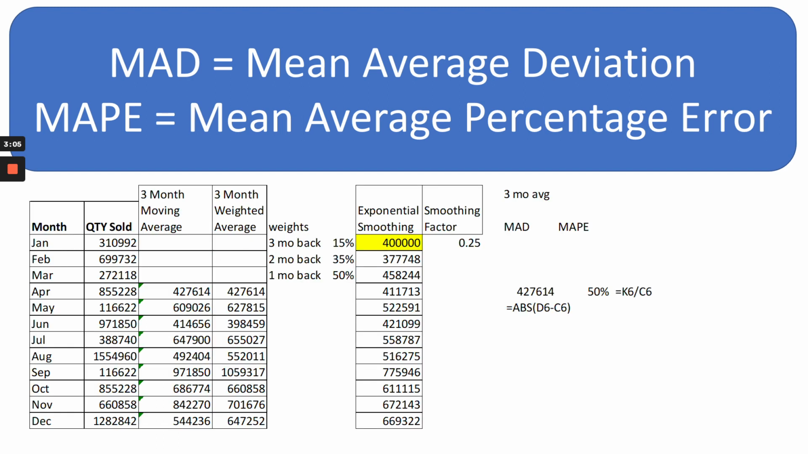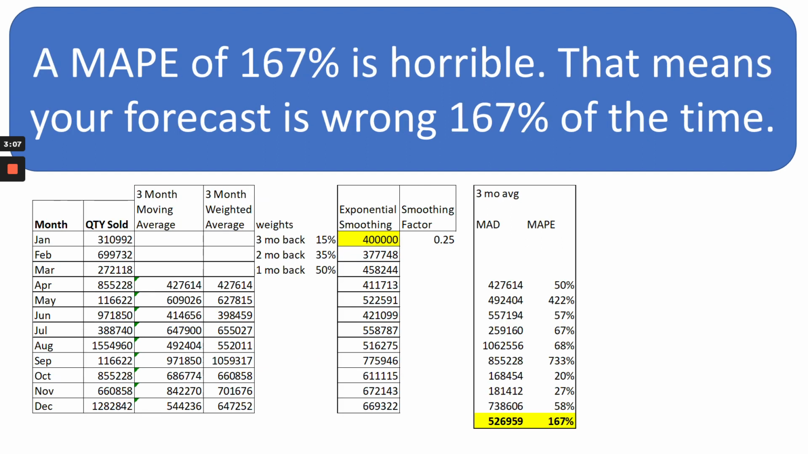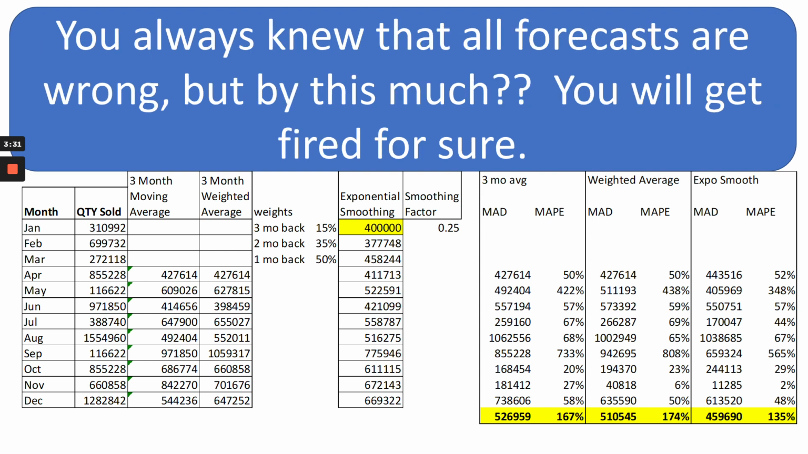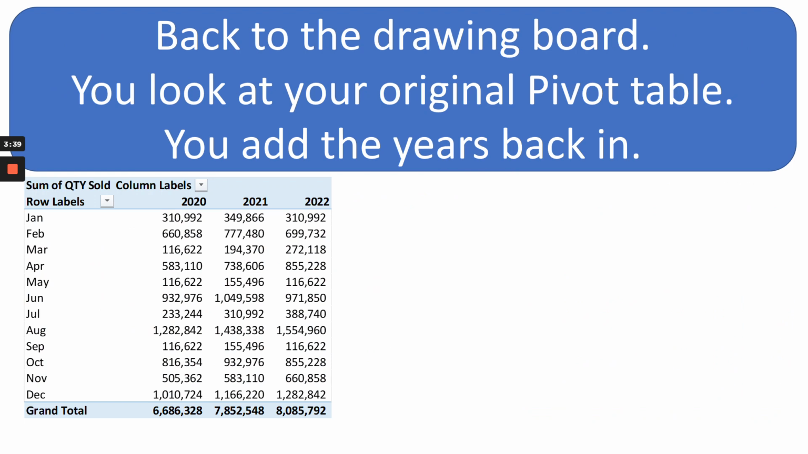Apply your formulas. Drag them down. You get a MAPE of 167% on a 3-month moving average. That's horrible. That means your forecast is wrong 167% of the time. When you create the MAD and the MAPE for the other methods, you see they are not much better. 167%, 174%, 135%. Horrible. You always knew that all forecasts are wrong, but by this much, you will get fired for sure. Back to the drawing board.